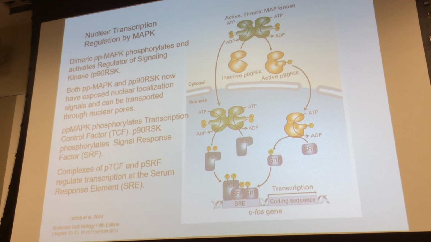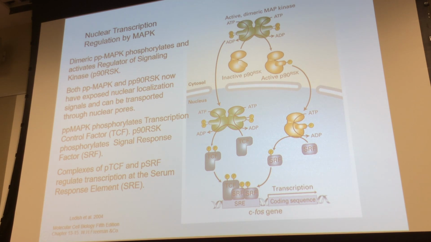So this one gets into the nucleus, our MAP kinase dimer. It phosphorylates a substrate called transcription control factor, or TCF. And the RSK kinase gets in. It phosphorylates something called serum response factor, and this gets phosphorylated. Now these are both going to be the proteins that interact with the response element, and it's the response element that gets interactions with the polymerase. Polymerase 2 is what initiates and starts transcription.